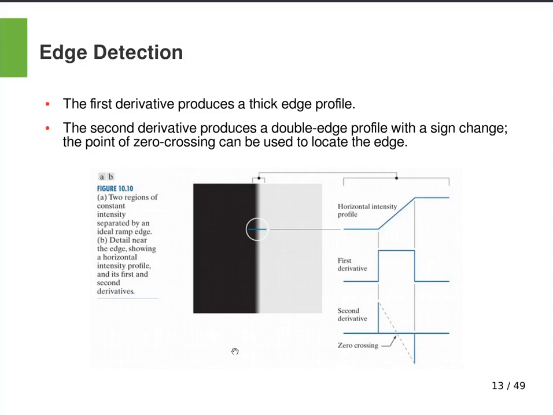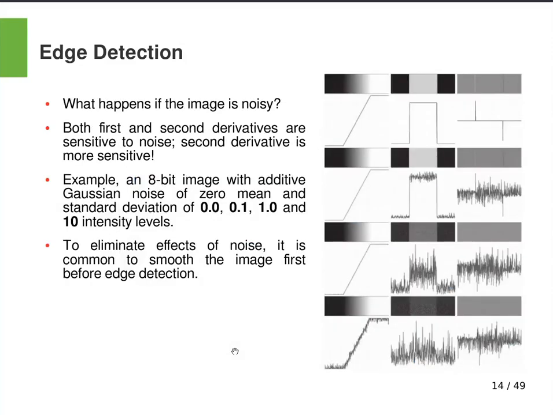Of course, depending on different applications, we can use either first derivative or second order derivative, but usually second order derivative is more preferred. So now let's just see what happens if we have a noisy image. So here you have the ideal cases. As we saw in the previous slide, we have this ideal ramp edge, we have the first order derivative, and we have the second order derivative. So these samples are without any noise.